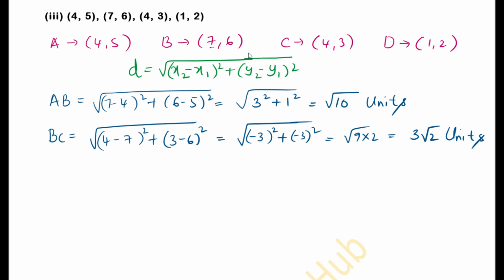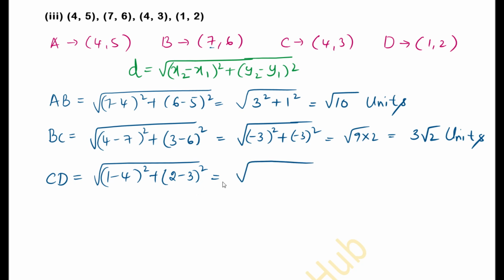Now find out the length CD. CD equals square root of 1 minus 4 whole square plus 2 minus 3 whole square, which is equal to, what is 1 minus 4? 1 minus 4 is minus 3 square plus 2 minus 3 is minus 1 square. What you get? 3 square is 9, minus 1 square is 1, so 9 plus 1 is 10. Therefore we get root 10 units.